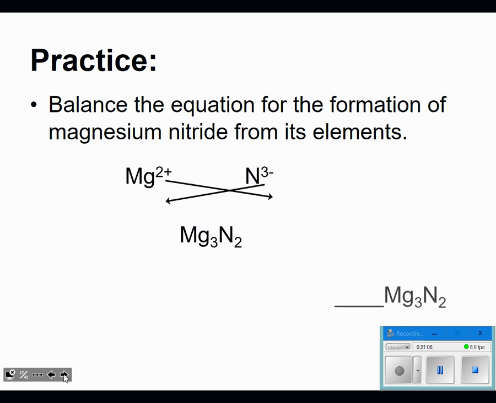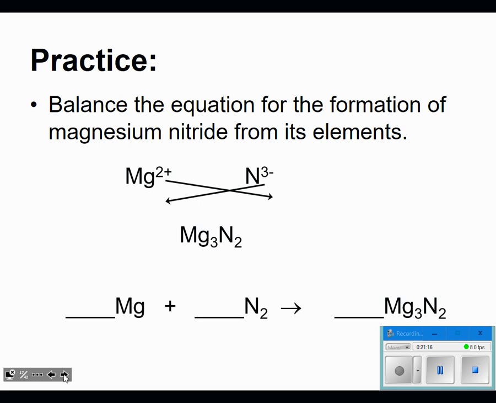All right, now that's a product, so we're going to put it on the left. And it said it was formed from its elements. So the elements that would create it would be magnesium and nitrogen. Nitrogen is one of those diatomic elements, so when it's by itself, it has to have a 2. Once we get this written, never change the subscripts. Okay? But now we want to do magnesium and nitrogen on this side, and magnesium and nitrogen for this side.